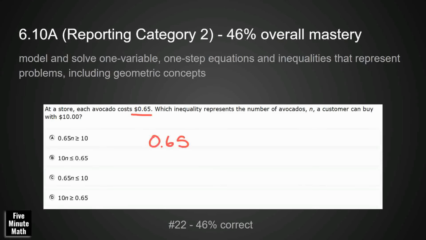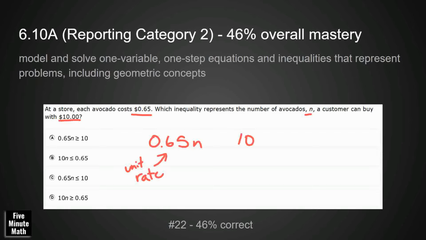And we want to find how many avocados can I buy? N. So I need to first recognize that this is my rate. And since it's for one, we'll call it a unit rate. And so I want to take that unit rate and I'm going to multiply it by as many as it takes for me to reach $10.